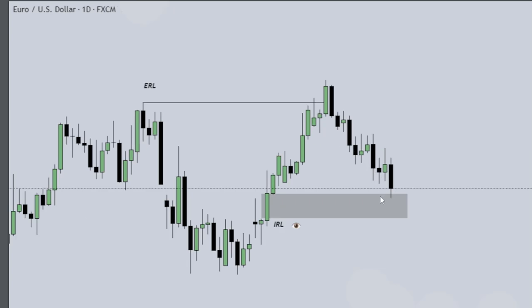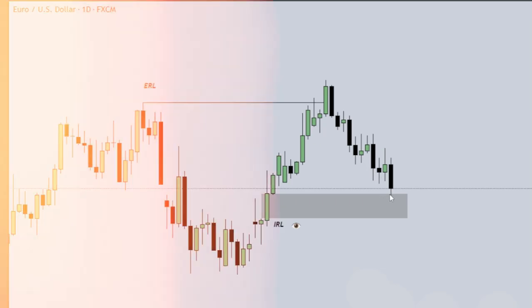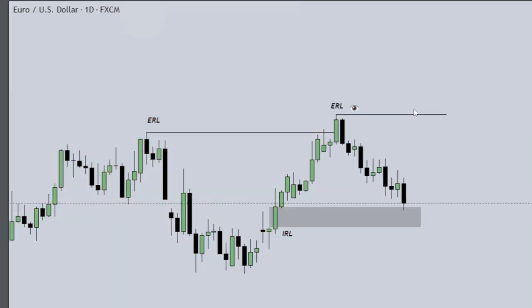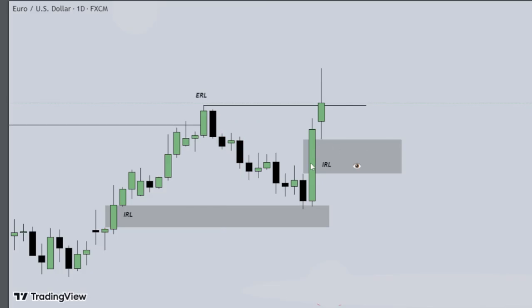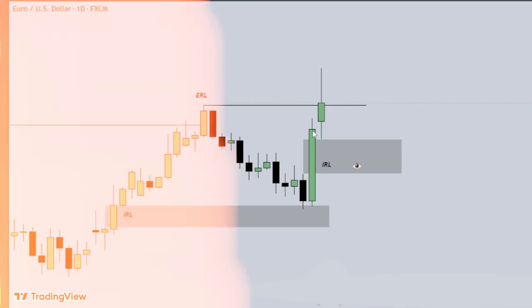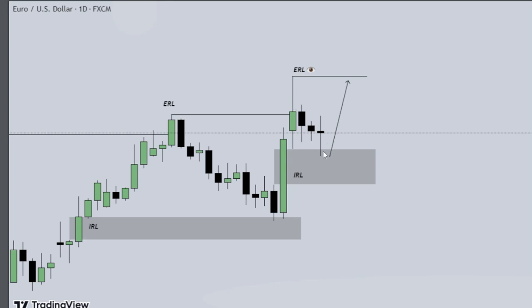Market took this internal range liquidity, and now what are we looking for? We are looking for this external range liquidity, that is this high. Market took that external range liquidity as we expected. Now what is our next aim? Our next aim is this internal range liquidity, that is the fair value gap between the first candle wick and the third candle wick.